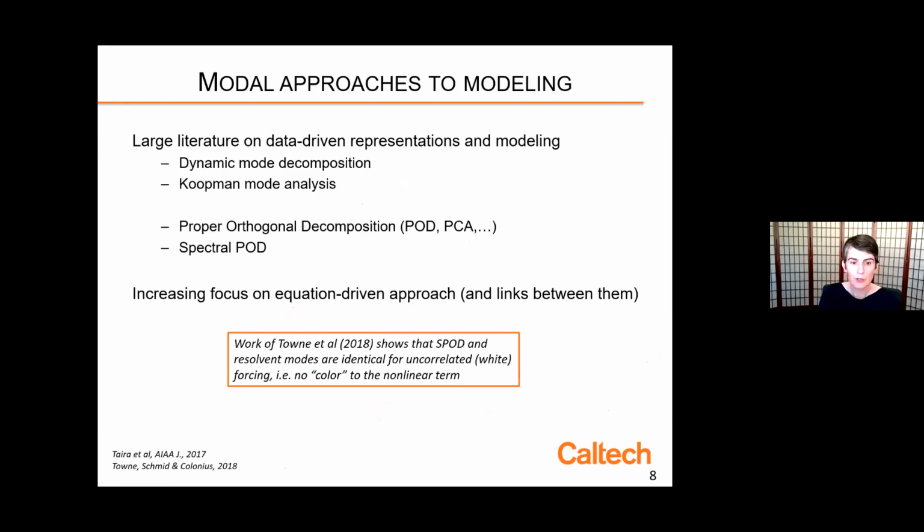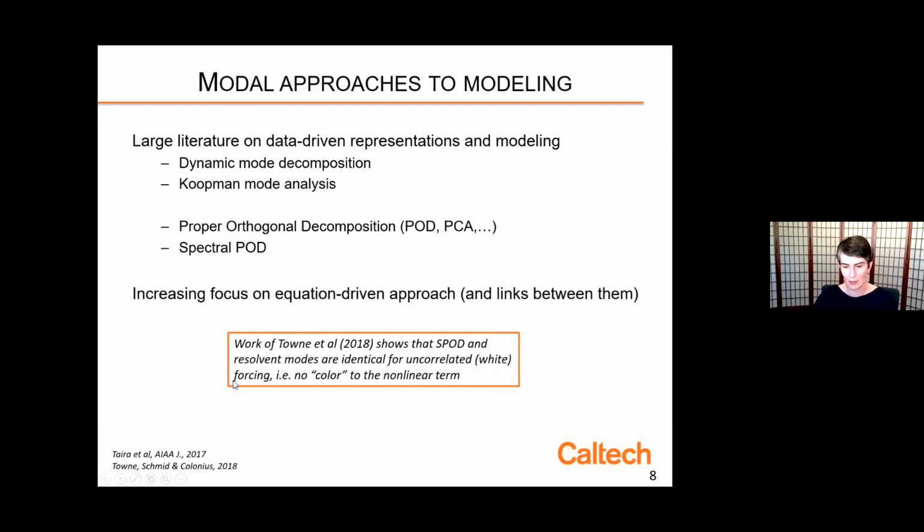Okay, so let's just return to this idea of these different modal approaches. And I should have said at the time, I restricted myself to these particular representations because of the connections to the resolvent analysis. Clearly, there are many other nonlinear techniques that could be used for modeling of the dynamics. So this orange box at the bottom is the key piece here.